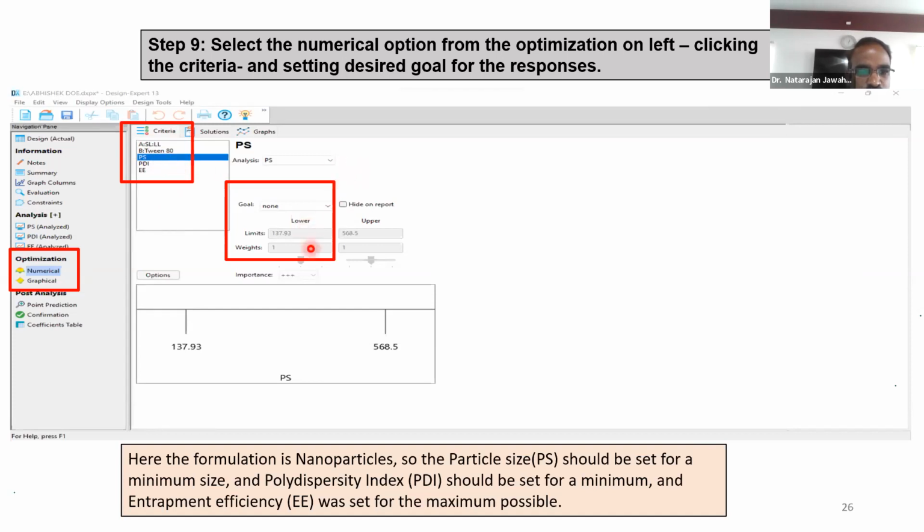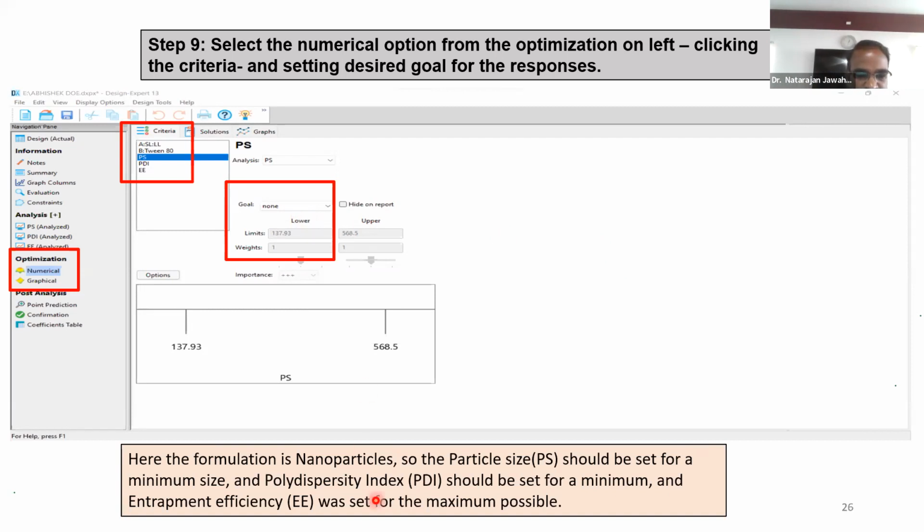And what is your goal? For particle size in nanoparticles, it should always be minimized. Here I put none. Actually, there are three options: maximize, minimize, none. Our goal is either to increase or to decrease. In nanoparticles, our goal is to decrease the particle size. I am supposed to select minimize, but I didn't do it just to understand. In the next example, I have selected minimum.